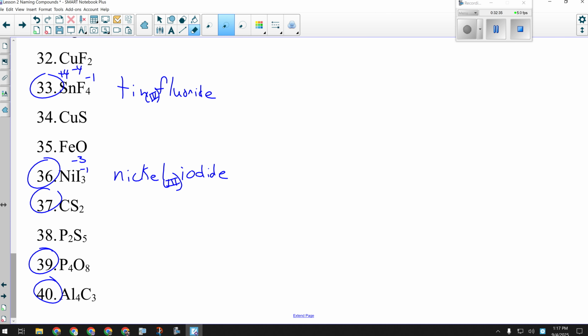All right, number 37, CS2, ionic or molecular? That's molecular. Carbon and sulfur are both non-metals. Do I need a prefix in front of carbon? No. So carbon and what goes in front of sulfur? Di.